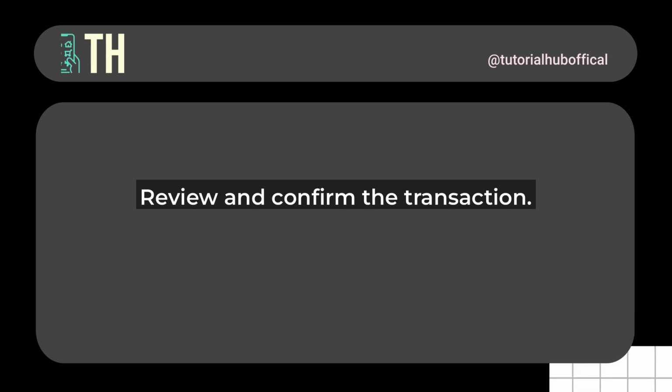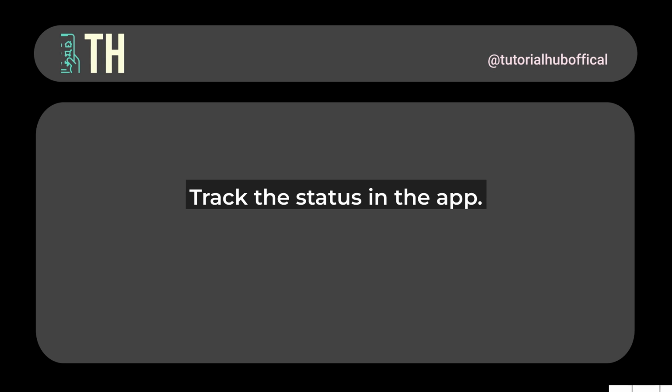Once everything looks good, review the transaction details carefully. Hit Confirm and authorize it with your wallet's security feature. Sit tight while the transaction processes. In 2025, with advancements like faster blockchains, this should only take a minute or two. You can track the status right in the app. And just like that, you're done. Your ETH is on its way.